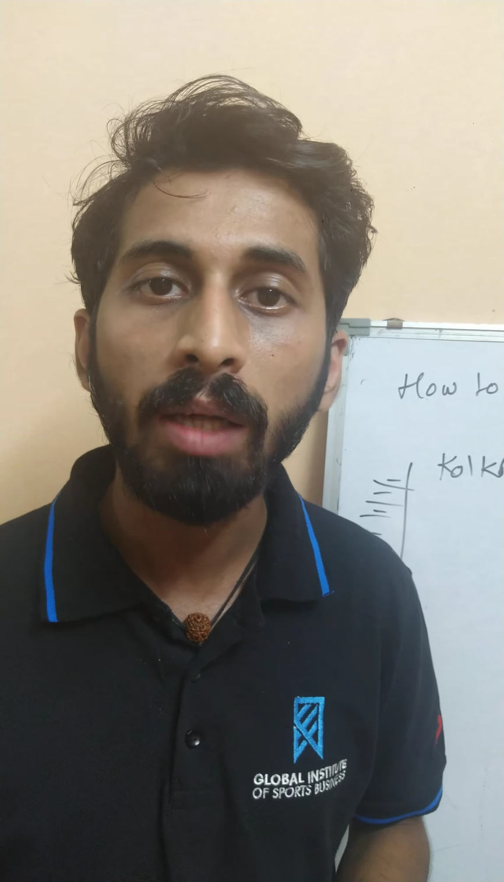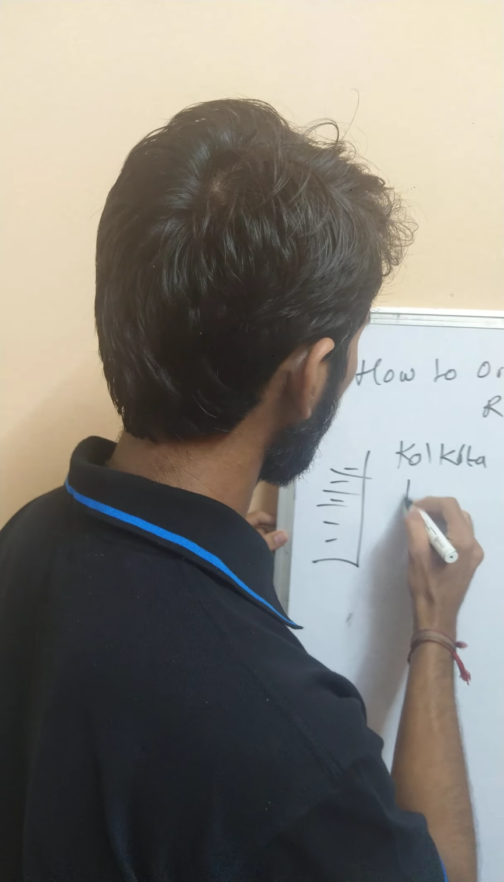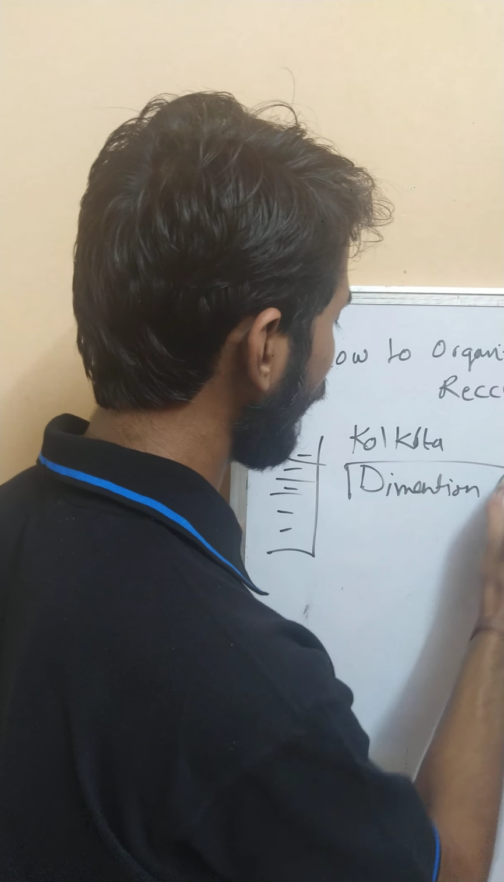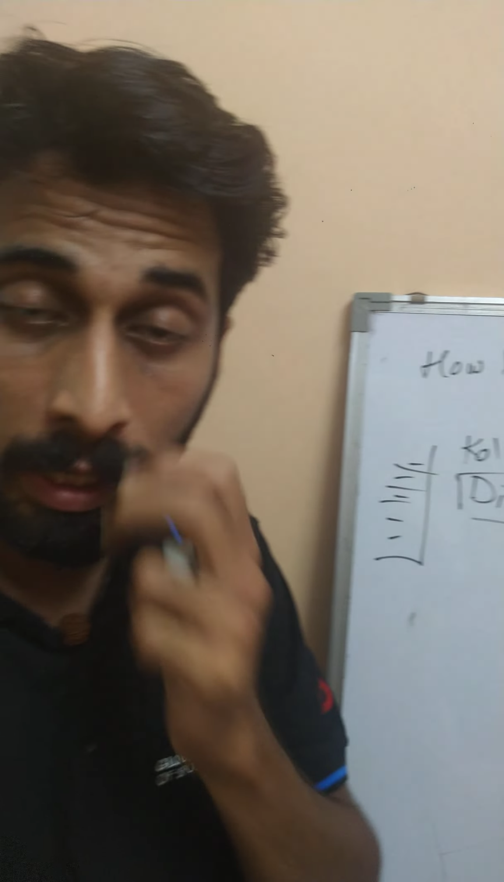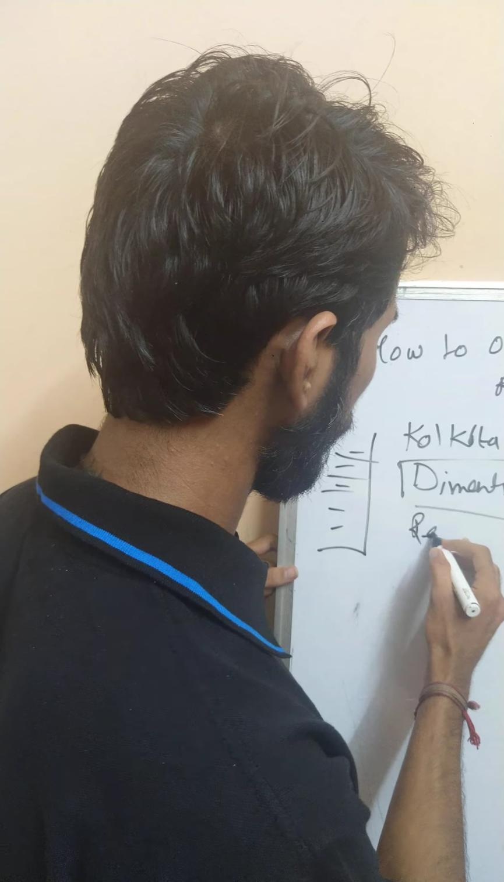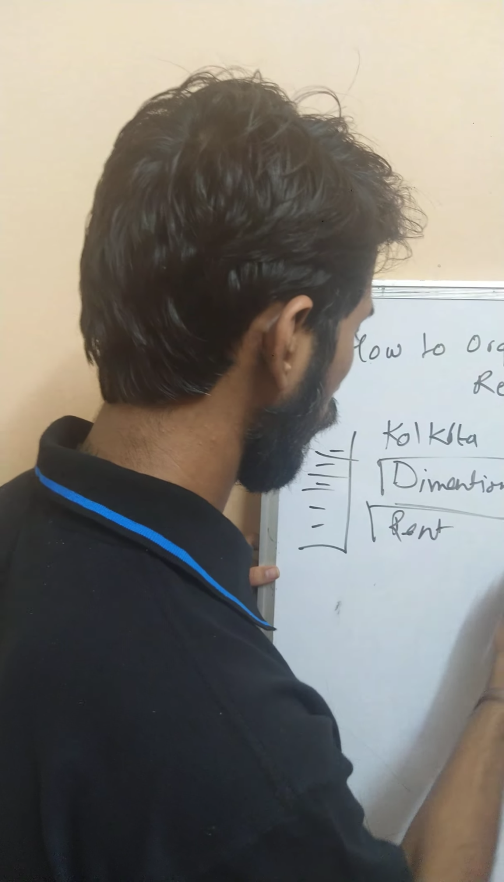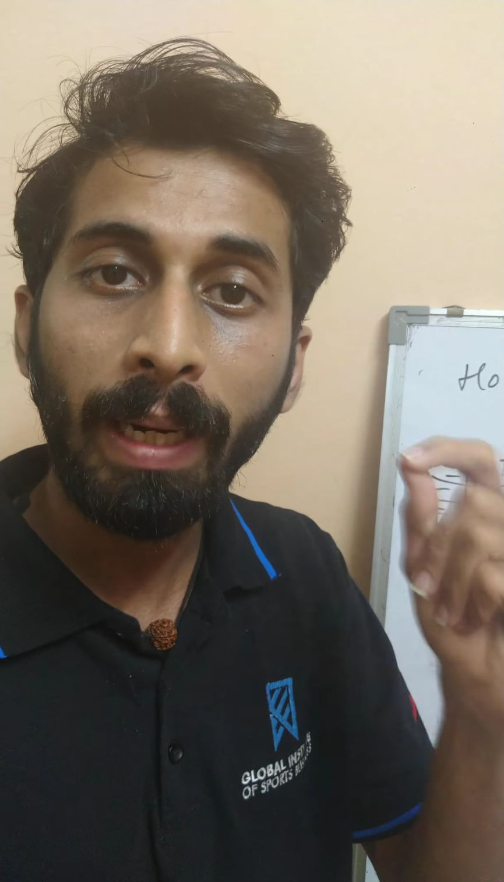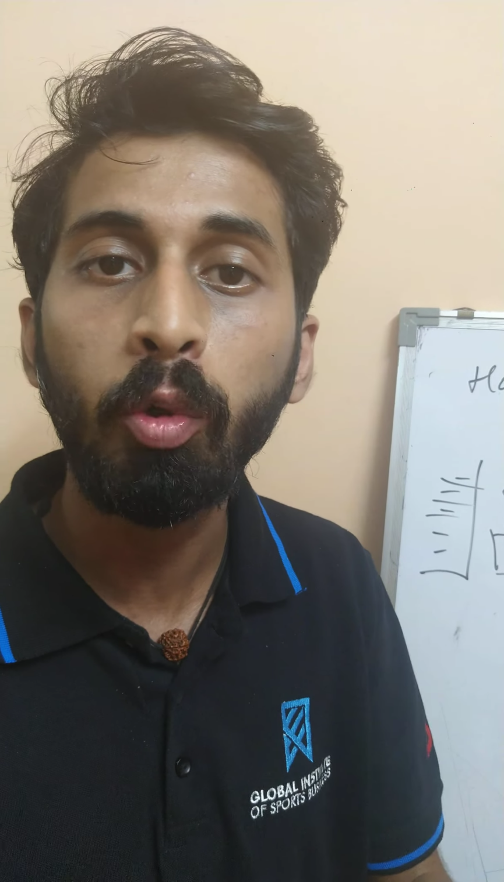You have to call them and ask them for the dimensions. What is the exact dimension of the pitch? Okay. The second thing you will keep in mind is rent. The third thing you will keep in mind is the amenities which are present on the ground for which you don't have to pay extra.